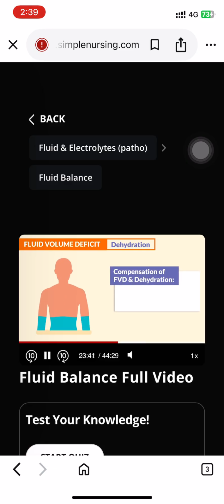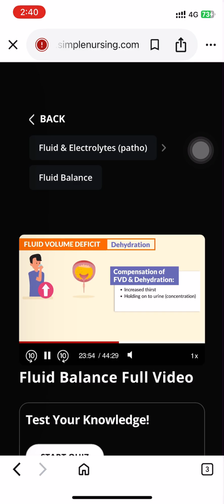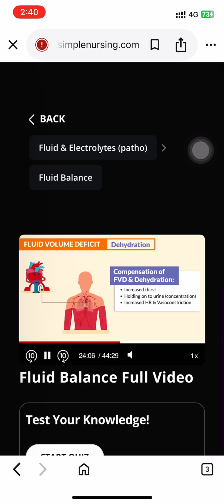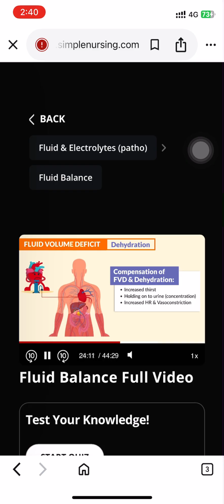Compensation of fluid volume deficit and dehydration. Now the body tries to balance itself out by sending signals to increase that fluid intake. So we'll see increased thirst, the body's going to be holding on to urine, so we're going to have concentrated urine, as well as increased heart rate and vasoconstriction. Just think about it here. The body's trying to compensate or basically make up for the decreased fluid volume by pumping the little blood it has at a faster pace all around the body in order to perfuse or oxygenate the tissues here. So this is why we see increased heart rate and vasoconstriction.